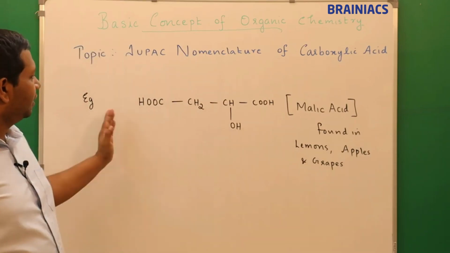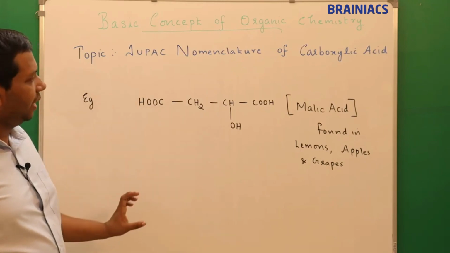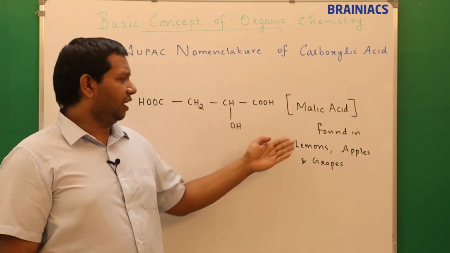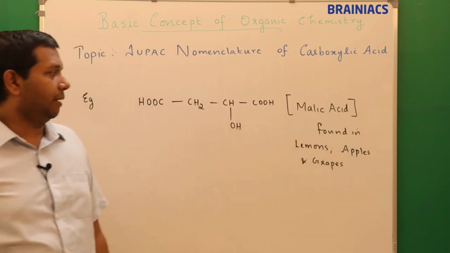Okay, so here I am giving you another important acid, whose common name is malic acid. Similar to citric acid, it is also found in lemons, apples and grapes.